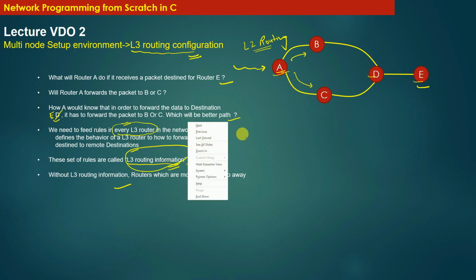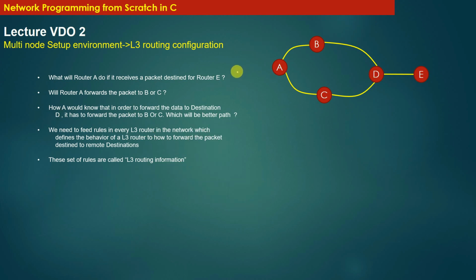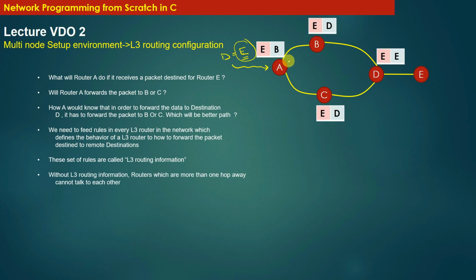We will understand this by taking a very simple example. Suppose router A receives a packet which is destined for remote destination E. So the destination is E. Now let us say that we have fed rules in all the routers in the topology stating what a router is supposed to do when it receives a packet destined for remote destination E. The diagram shows this L3 routing information installed on each router in the topology.